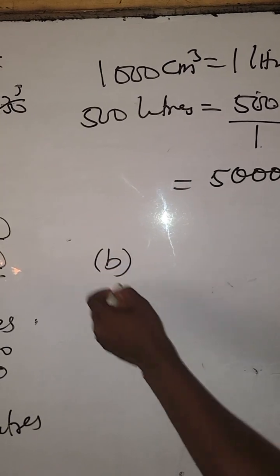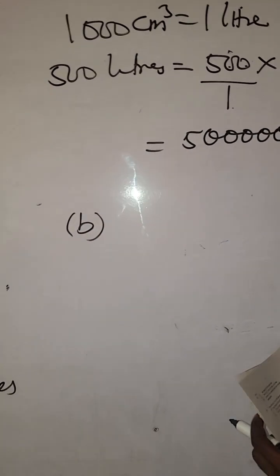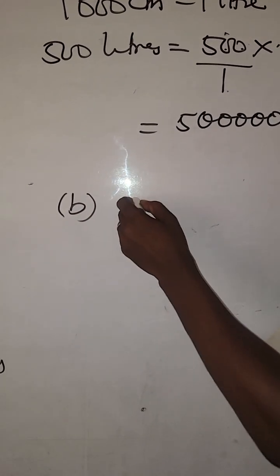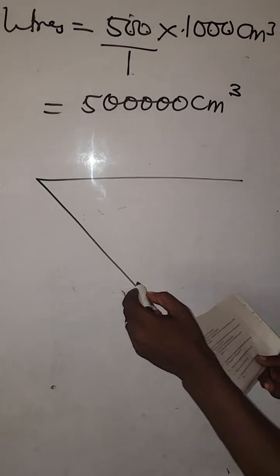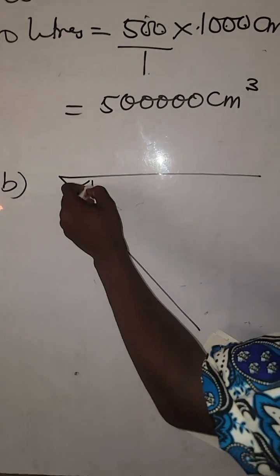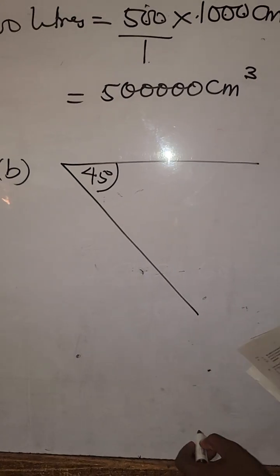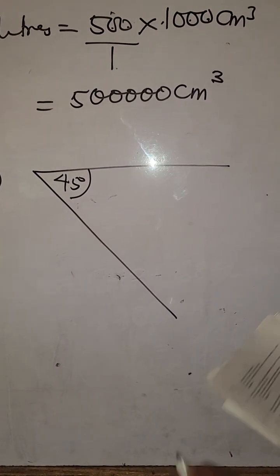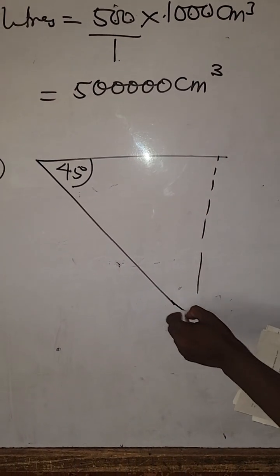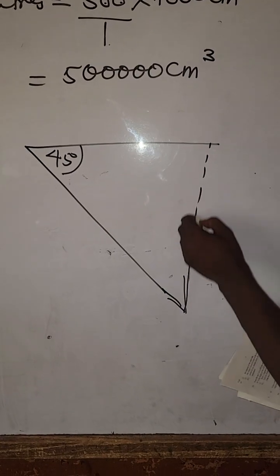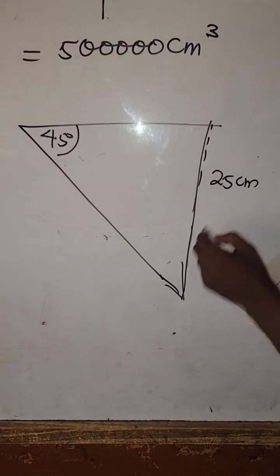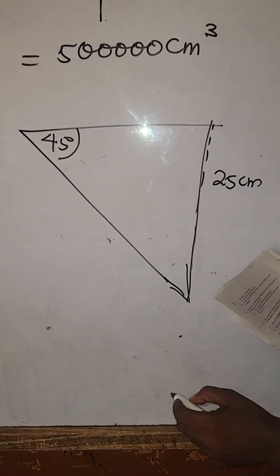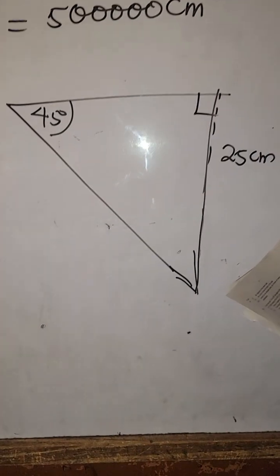B. From the top T of a cliff. So this is the top T of a cliff, the eye level. And then the angle of depression, we are watching something down there, and that's 45 degrees. The height of the cliff is 25 centimeters. The angle here is 90.